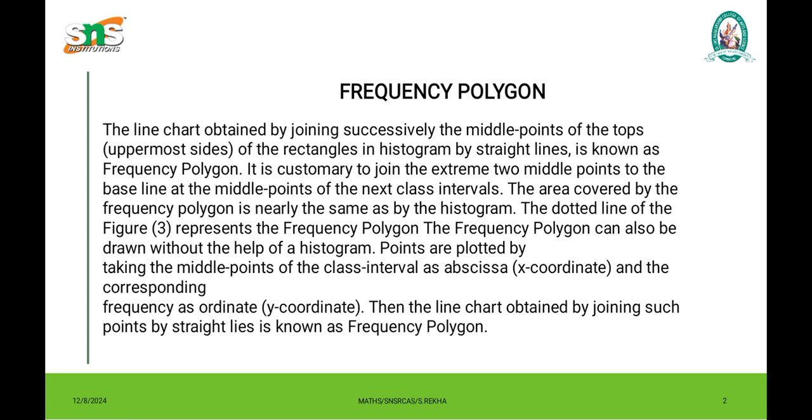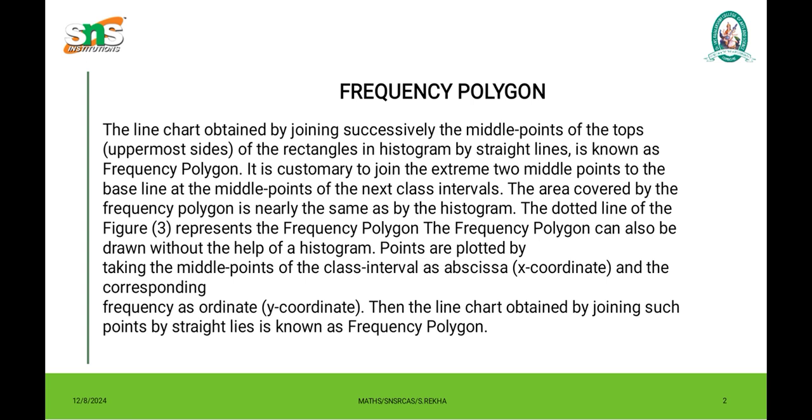A histogram can be drawn for class intervals with the class frequencies. Based on the histogram diagram, if you join the points in the middle of the top with a straight line, we can say it is a frequency polygon. It is customary to join the two extreme midpoints to the baseline at the midpoint of the next class interval. Normally a histogram is one continuous diagram.